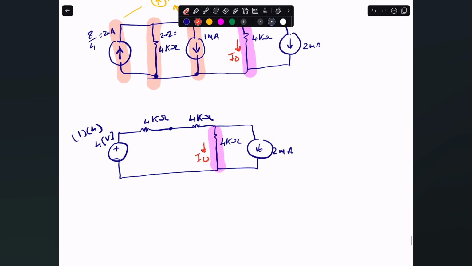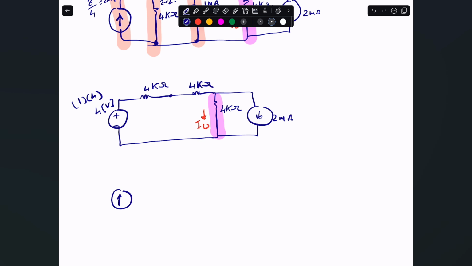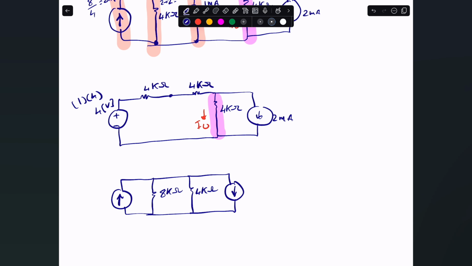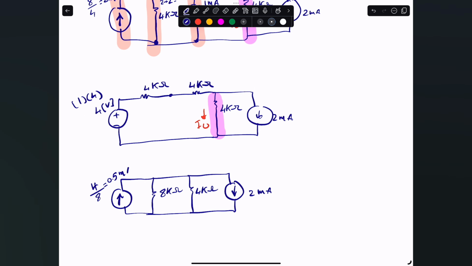I'll highlight this one here, and I make sure that this is the I naught I'm interested in. And so what's next? These 4 and 4 will get combined, and then they're in series with this voltage source. So we're going to do a conversion to a current source. At this point, it will be a current source going upwards, in parallel with 4 plus 4, which is 8 kilo ohms. And that's also in parallel with the 4 kilo ohms in here. This is the one we're interested in. And then there's a current source in here going downwards by 2 milliamps. So let's figure out the value. It's a current source, so it'll be 4 volts divided by 8, which is simply 0.5 milliamp going upwards. Again, the current we're interested in is this, the I naught, and I'm going to highlight it in here just so that we can see it.